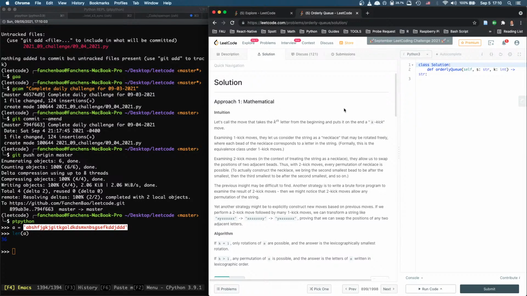Case k equals 1. Oh, one kick move. Yeah, a one kick move is just a rotation. So we just keep rotating until the smallest value goes to the front. Two kick moves. It allows to swap the position of two adjacent beads. Every permutation of the necklace is possible.